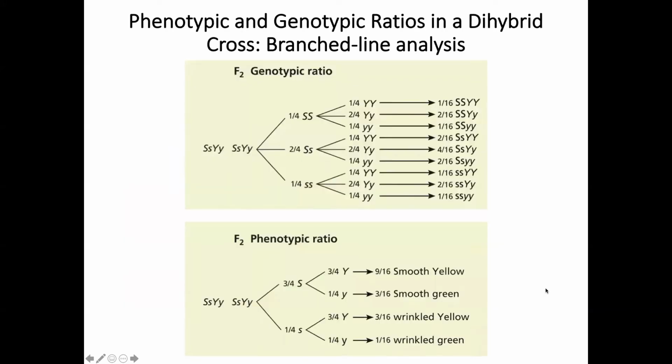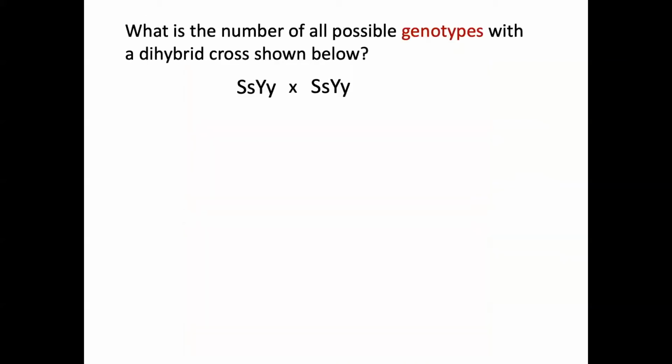The phenotypic and genotypic ratio of a dihybrid cross can be derived using a branched line method instead of a Punnett square. So this method is a little easier because you don't need to draw the square. Just kidding. Conceptually, it is the same as Punnett square. I will not go into details. If you don't understand the slides, please read your textbook. It has a very detailed description.